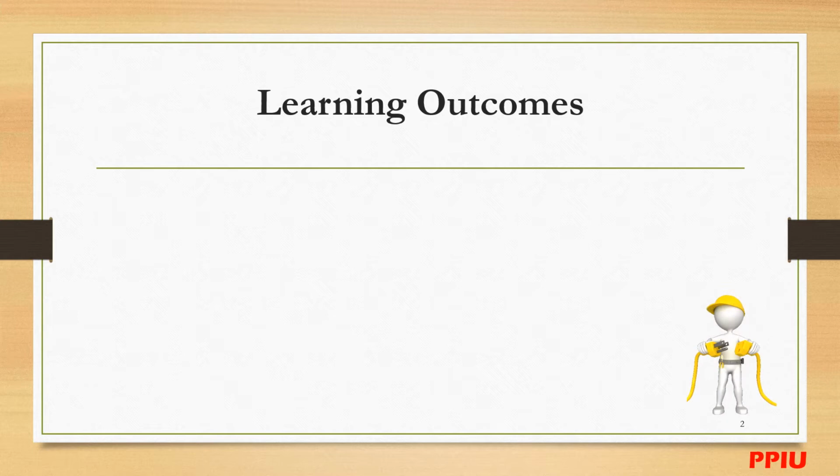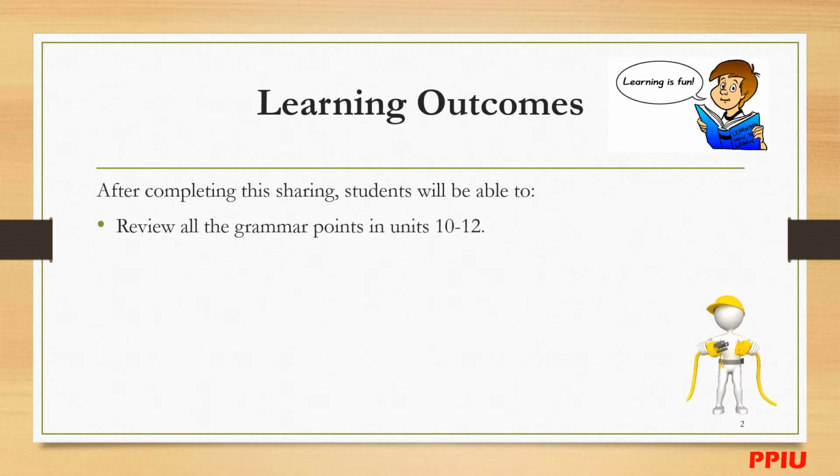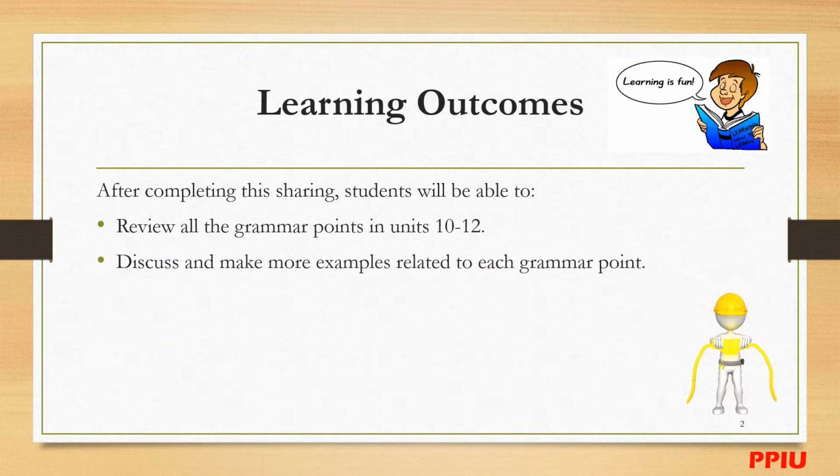Here are the learning outcomes. At the end of this session, you will be able to review all grammar points in units 10, 11 and 12. So we will review and revise everything that you have learned in here, right? And one last learning outcome is just to discuss and make more examples related to each grammar point that you have learned from unit 10 to unit 12. Alright, so without further delay, we can move to the next one.